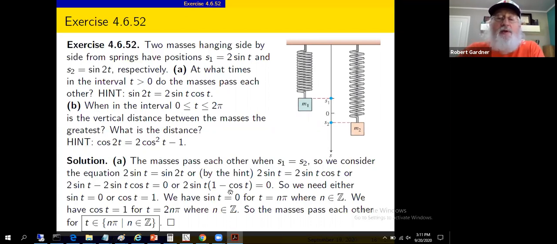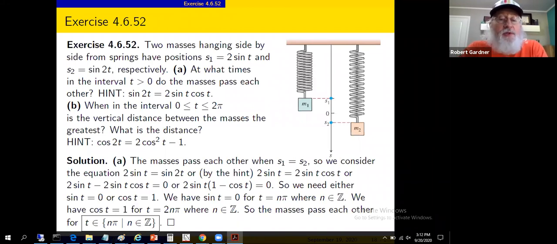That's how you solve equations. Factor and set it equal to 0. We get 2 sine t times 1 minus cosine t equals 0. So we either need sine t equals 0, or this thing equals 0, which would mean cosine t equals 1. So we've reduced it down to solving these two equations. Sine t equals 0, we need to depend on your knowledge about sine functions, means the input must be an integer multiple of pi. So sine t equals 0 implies t is an integer multiple of pi.